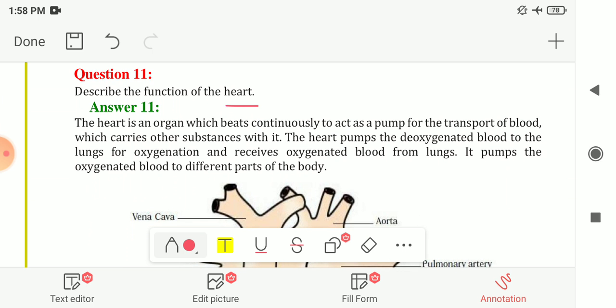Next is describe the function of the heart. What is the function of the heart? So the heart is an organ which beats continuously to act as a pump for transport of blood, which carries the other substances with it.